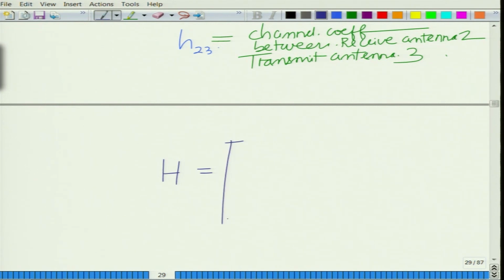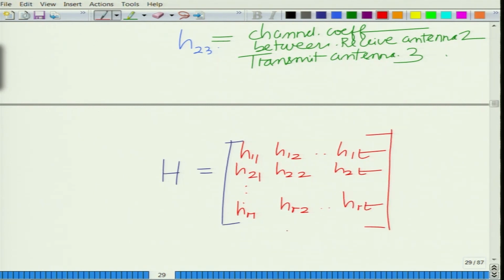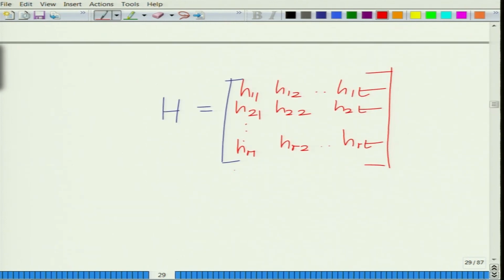and you can make them into a matrix. So, once you put all these channel coefficients together, it becomes a matrix which is basically termed as the MIMO channel matrix. Okay. So, therefore, you will have H11, H12, H1T, H21, H22, H2T, HR1, HR2, HRT, right. This is the channel matrix H.